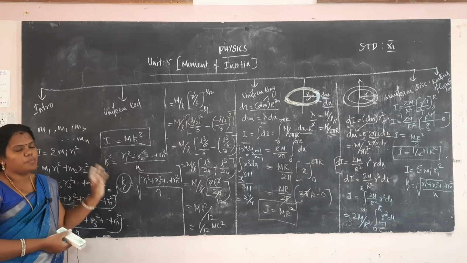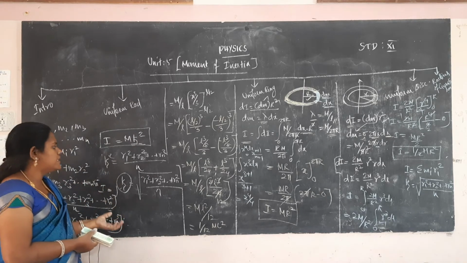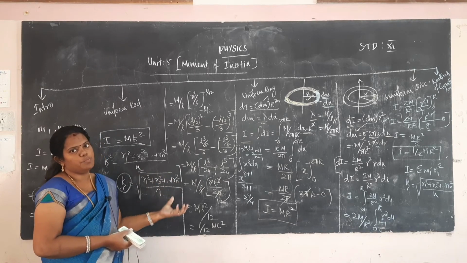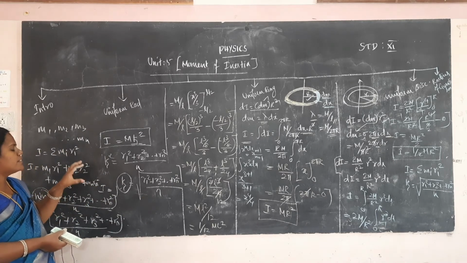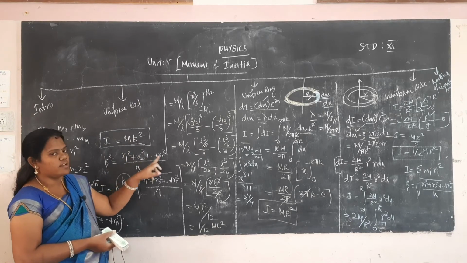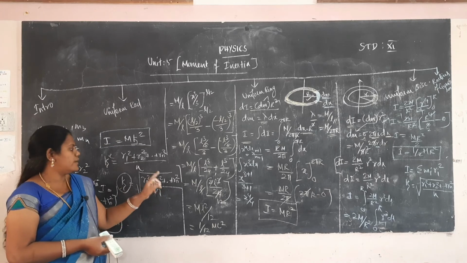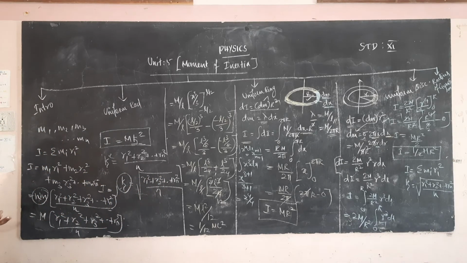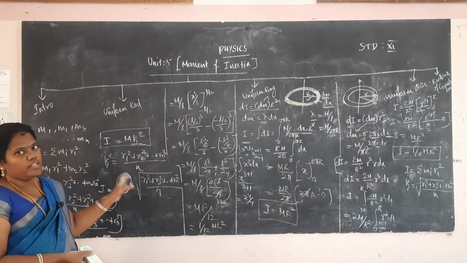Radius of gyration is an important 2 mark question. It is also termed as the square root of the mean of the squares of the radii of all the particles in a rigid body. So k square is equal to r1 square plus r2 square plus up to rn square by n, and k is equal to the square root of r1 square plus r2 square up to rn square by n. This is the root mean square radius, the radius of gyration.